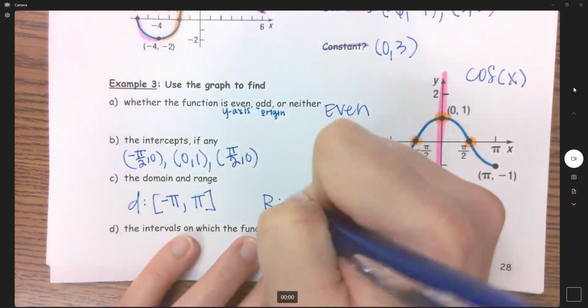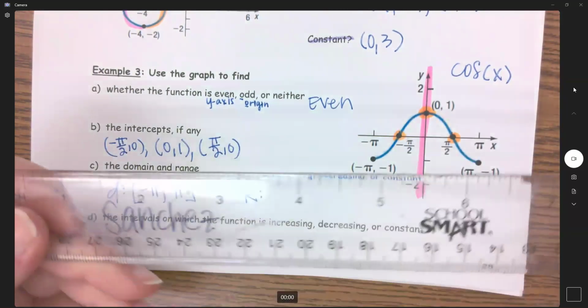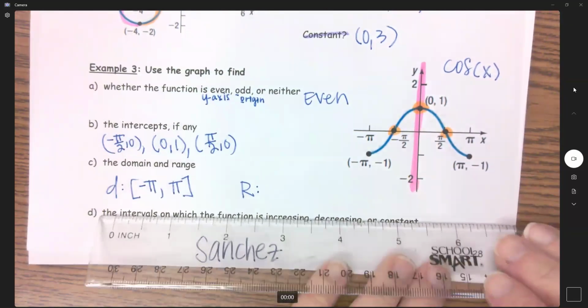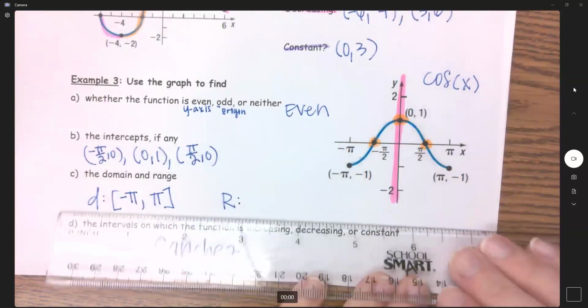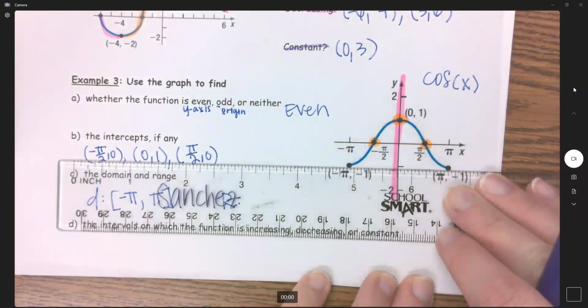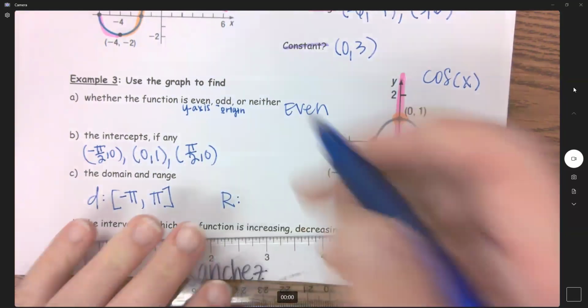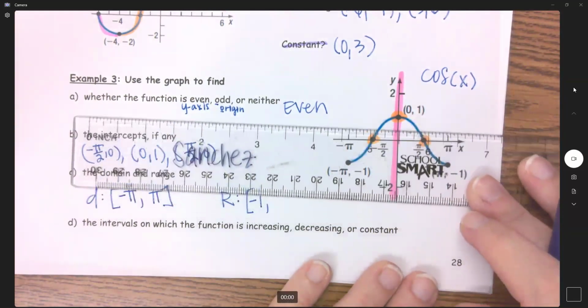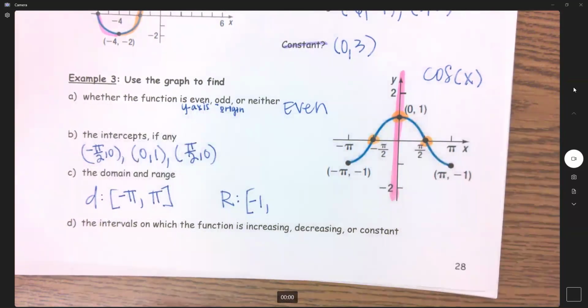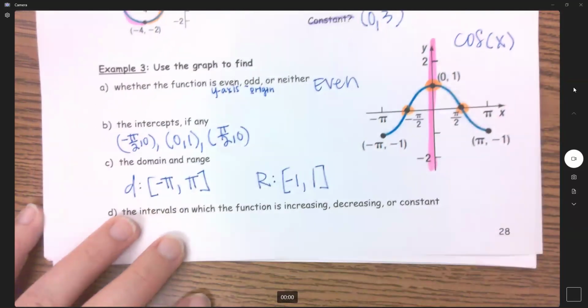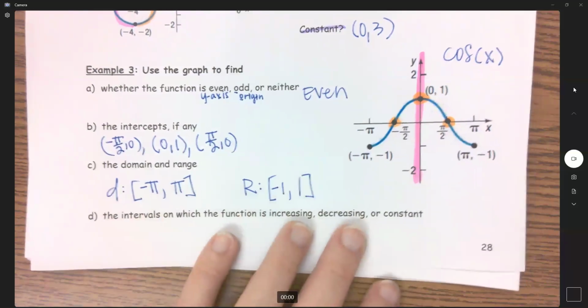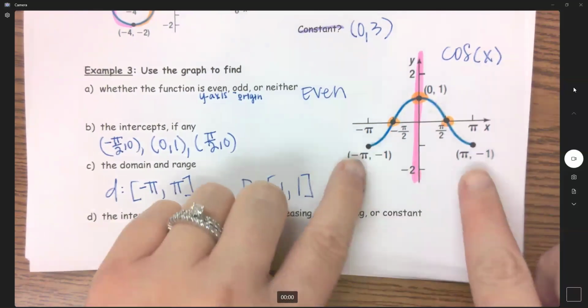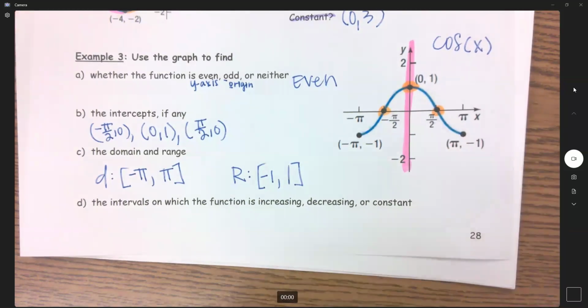My range, using this edge here, as I go from the bottom to the top, here's where I first start with my graph. And what is that y value with both of those points? That y value is here at -1. And then it's going to go all the way up to 1. Okay, these all get brackets on domain and range because these points are included. They're nice closed circles, meaning that is an ordered pair.